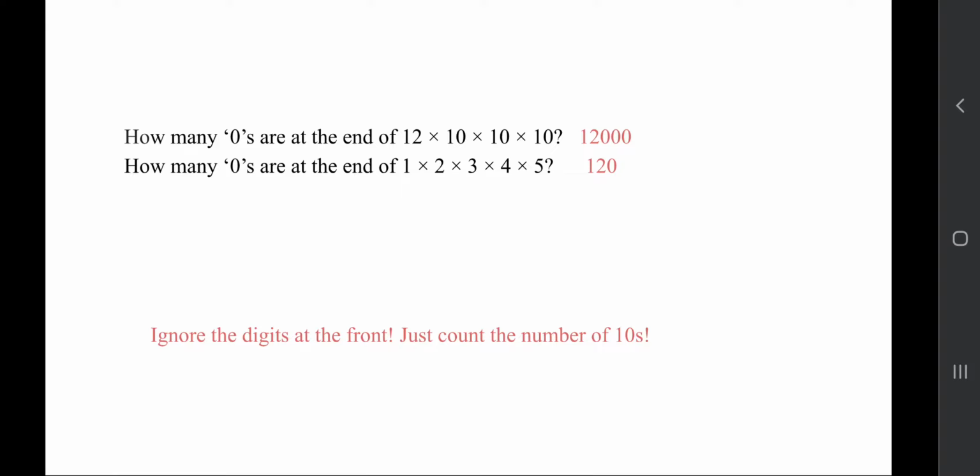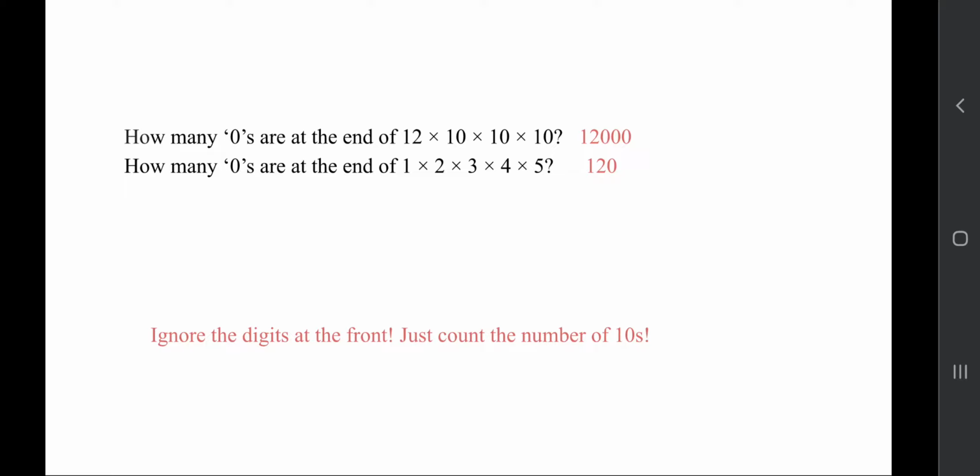The reason is very simple, we ignore the digits at the front. The 12 really doesn't matter. The whole 12, just throw it away. We don't care about it. We cover the 12 and count the digits at the back. We count the number of 10s. That's good enough. So for the first question, there are 3 10s, so we're able to solve it.